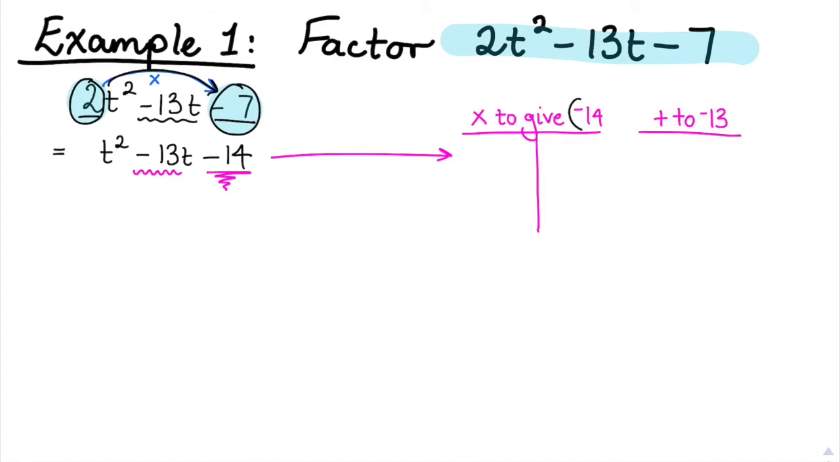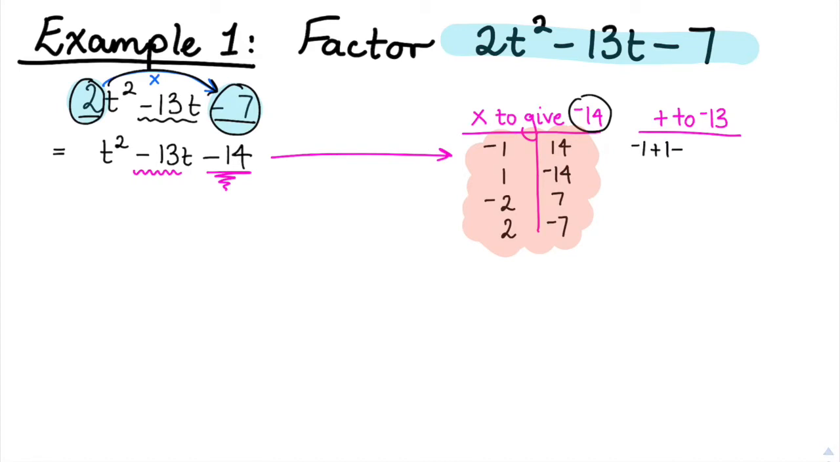So let's start with the factors of negative 14. Well, we've got negative 1 times positive 14, that gives us negative 14. 1 times negative 14 also gives us negative 14. Then we've got negative 2 times 7 and also 2 times negative 7. That will also give us negative 14. So we've come up with 4 pairs of factors here. We need to see which pair adds to give us the negative 13 that we're searching for.